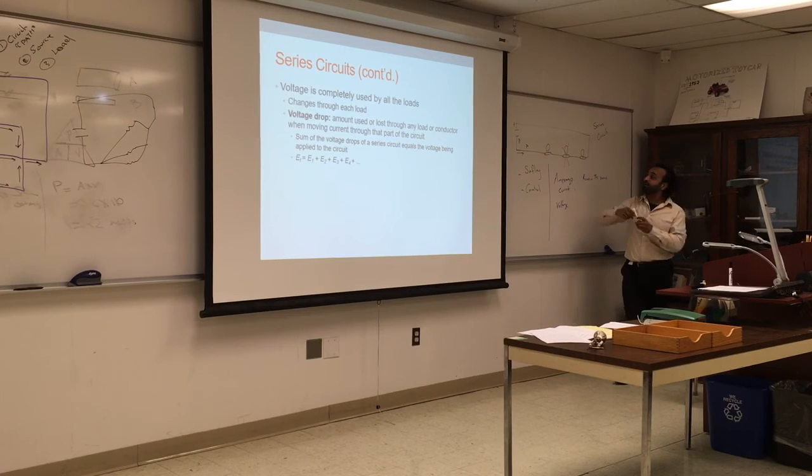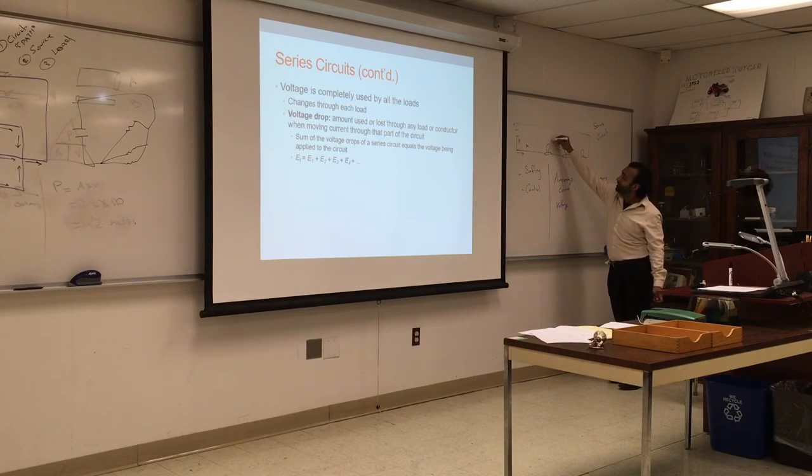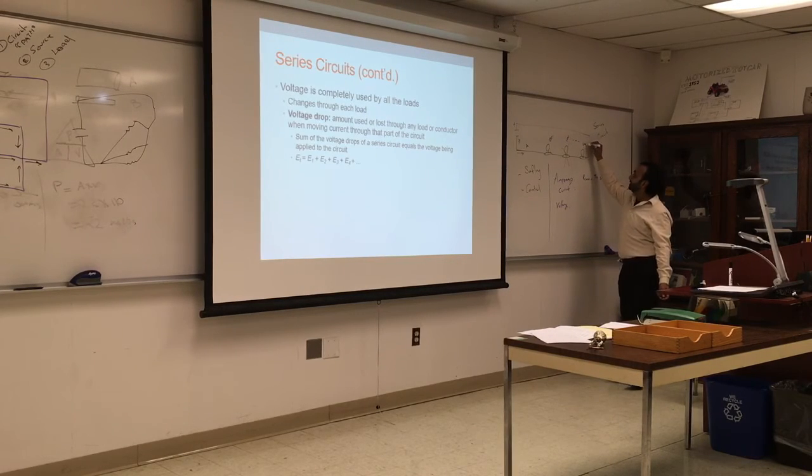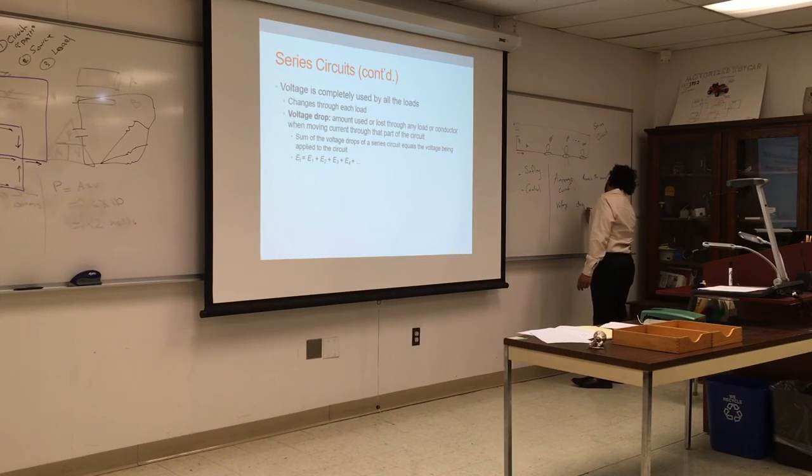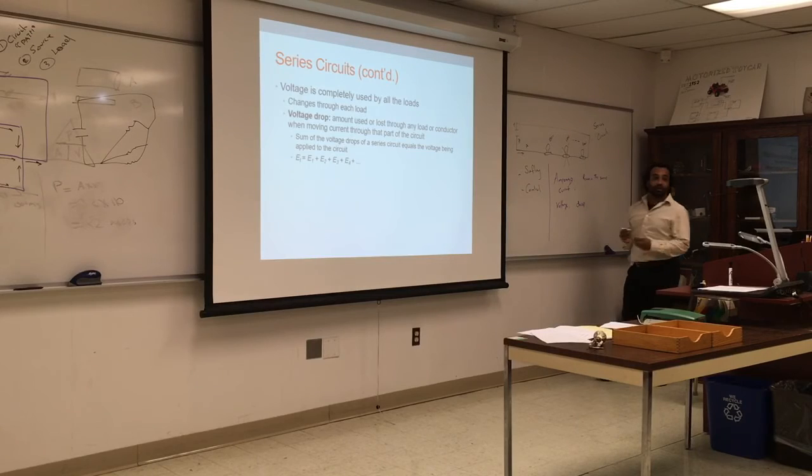The first one is going to have high voltage. I mean, this will get the full-fledged 120. This will get less, maybe closer to 100. The closer to the source, the higher the pressure. So the voltage will drop, and it is completely used up in the series circuit.